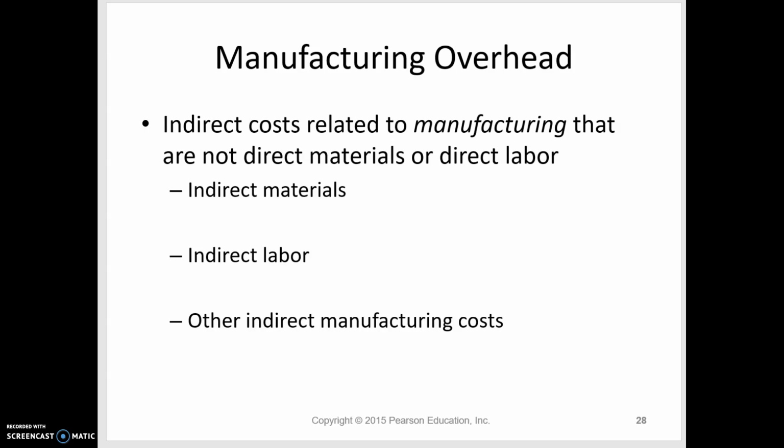Other indirect manufacturing costs, so the depreciation on the plant, or the equipment depreciation, the utilities for the plant, the property taxes on the plant, right? Those are your other indirect manufacturing costs. Those are all considered manufacturing overhead.